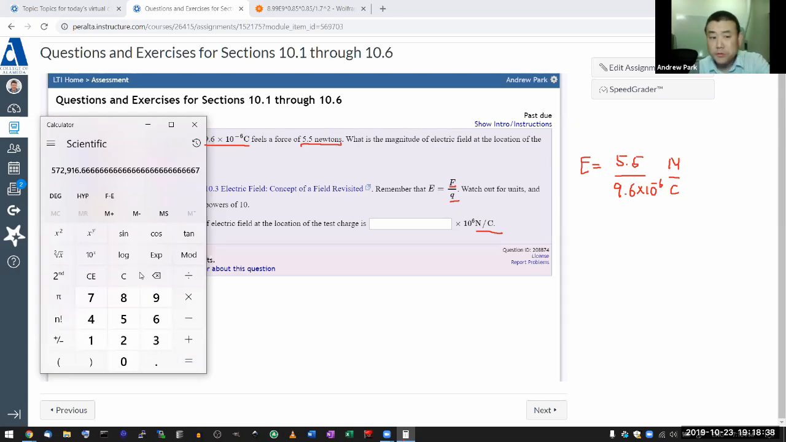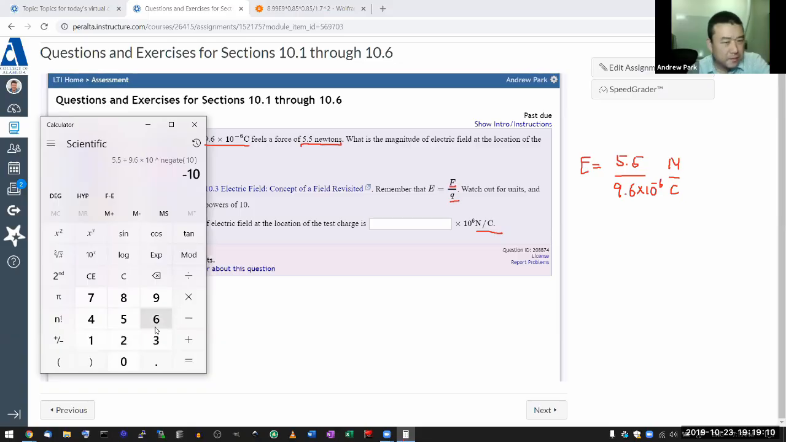Now, suppose you are working with a calculator that doesn't have the E notation, or you don't know how to use it. Then you have to make sure that you use the parentheses. This is a common mistake that someone could be making. You could be doing this: 5.5 divided by 9.6 times 10 to minus 7. So you do 10 raised to power of minus.